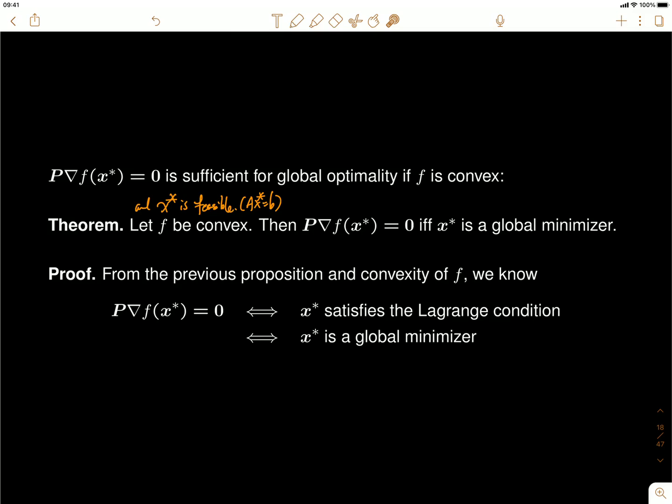And how do we show that? This equal to 0 is a necessary condition, but under the condition that f is convex, this necessary condition becomes sufficient as well. So this equals 0, meaning that x star satisfies this necessary condition, which is the Lagrange condition, and because f is convex, the necessary condition becomes a sufficient condition. So x star must be a global minimizer.